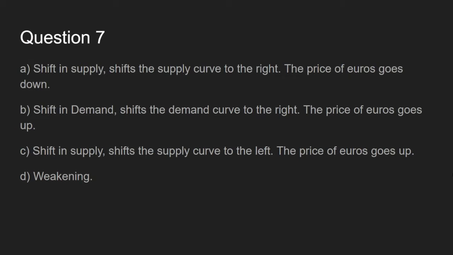For part B, if companies decide they want to own more euros, that would be a shift in demand, and that will shift the demand curve to the right since there's more quantity demanded, and the price of the euro will go up. For part C, if there's a slowdown in the production of euros, then that's also a shift in supply, and that will shift the supply curve to the left since there's less quantity of euros in the market, and then the price of euros will go up.